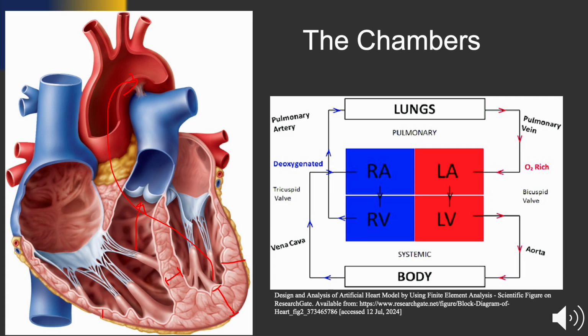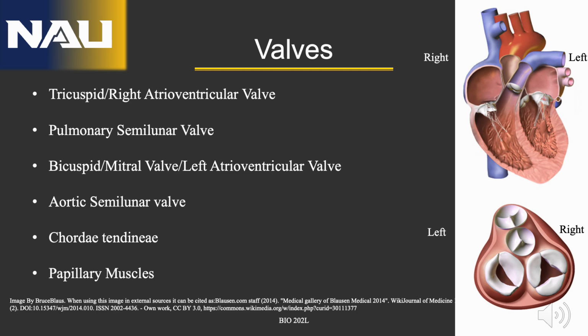You can take a look at this diagram. This helps simplify the blood flow in the heart, but we're going to talk about that more in the coming slides. Valves ensure one-way blood flow. We have the tricuspid, the pulmonary semilunar valve, the mitral valve, and the aortic semilunar valve.